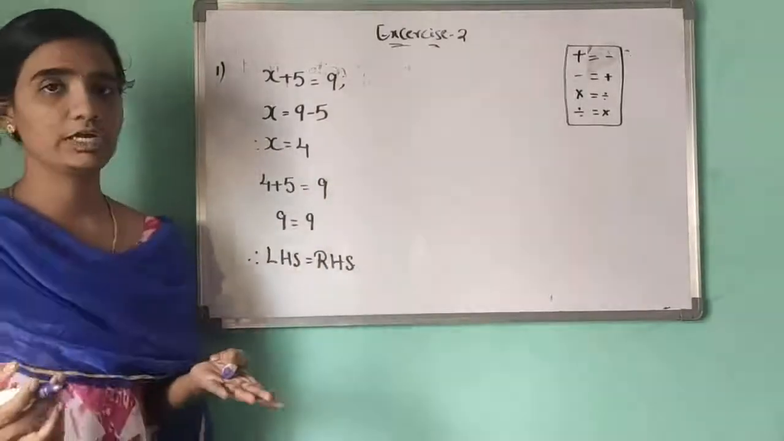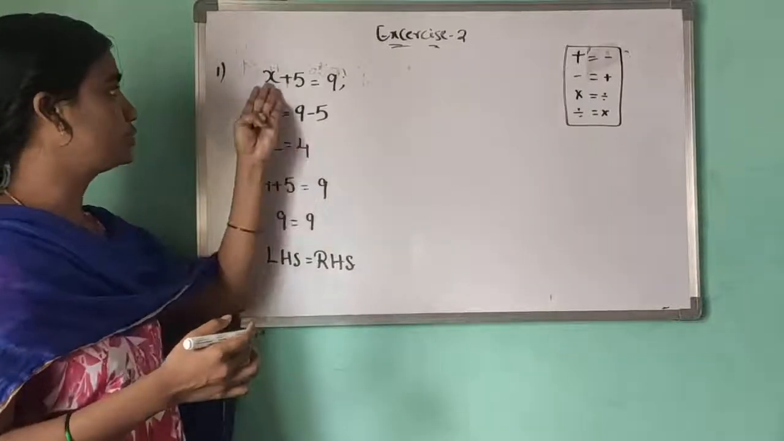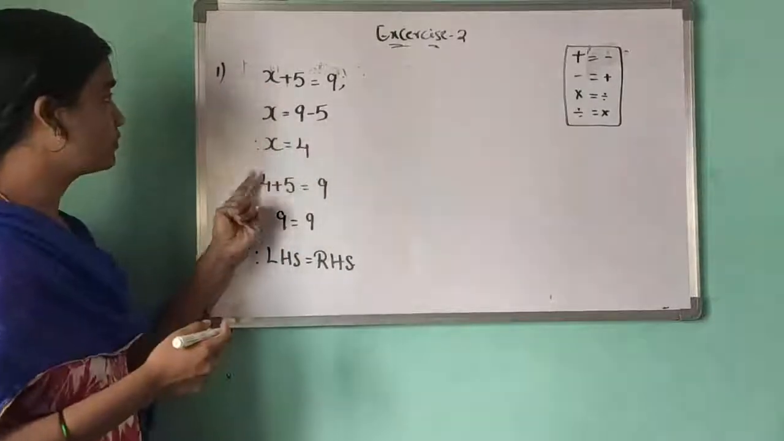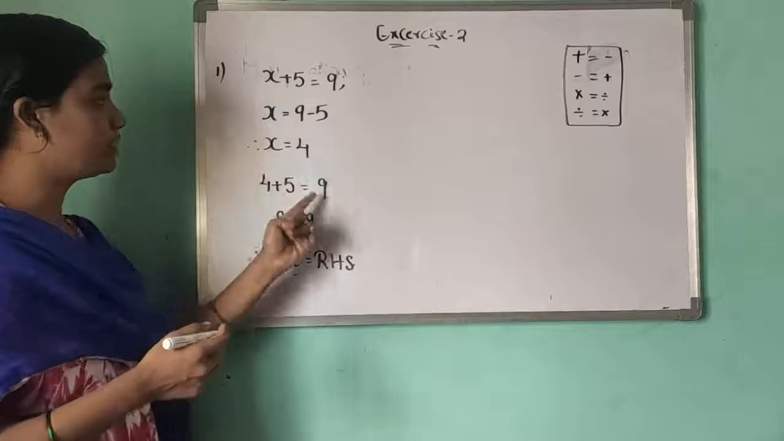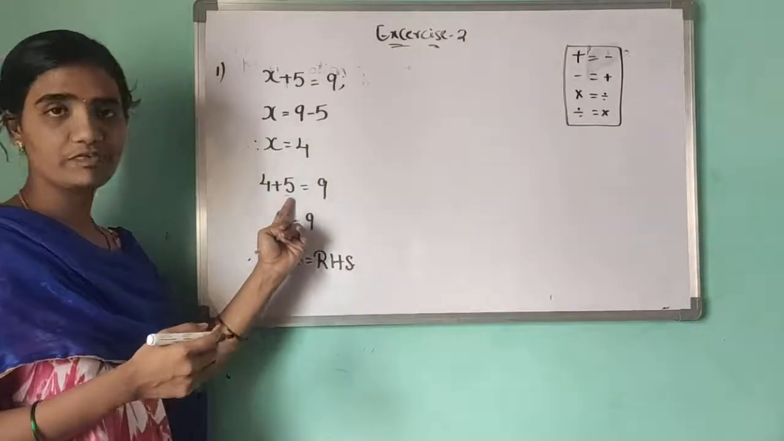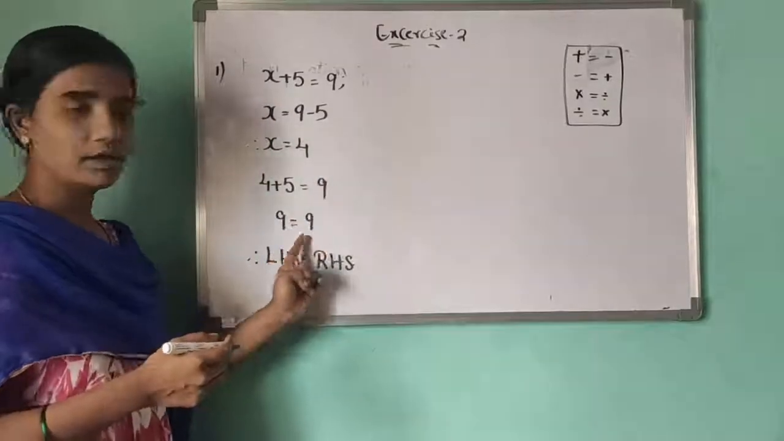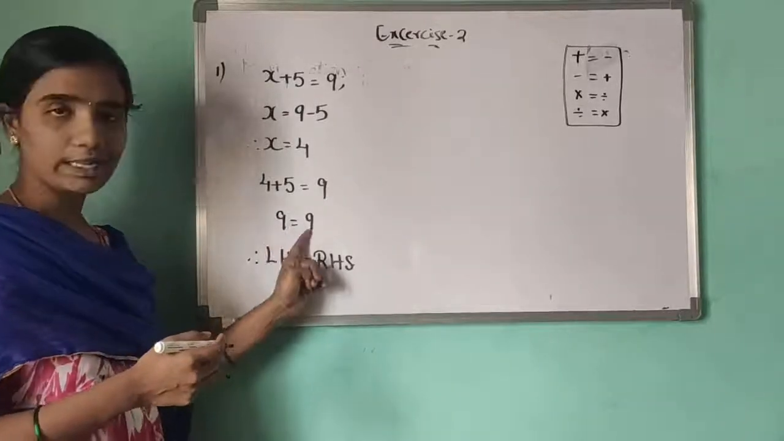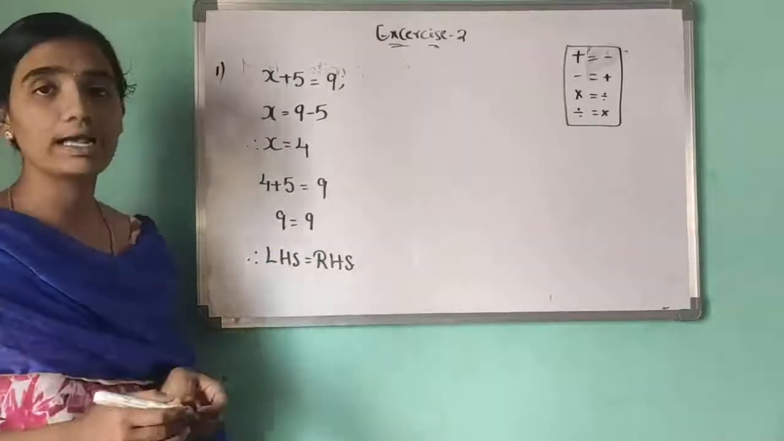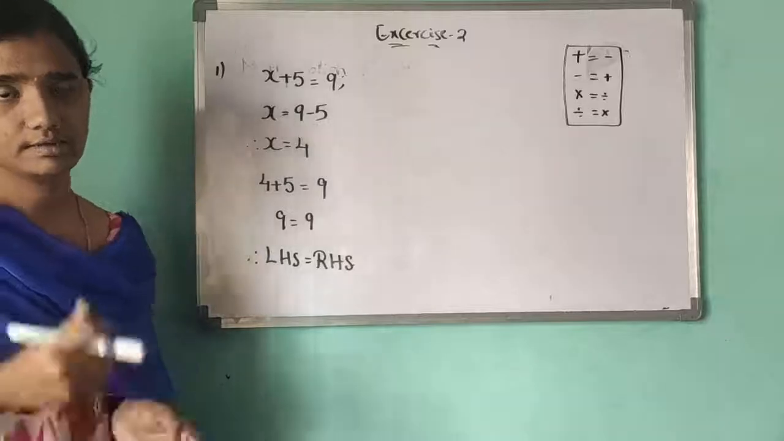Is it right or not? How can we check? By substituting the x value into the given equation. So we substitute 4 plus 5 equal to 9. Both are 9. So LHS is equal to RHS, right?